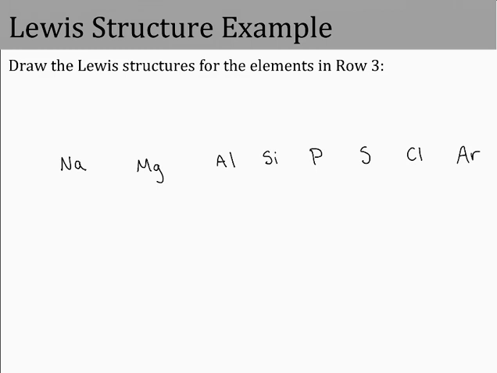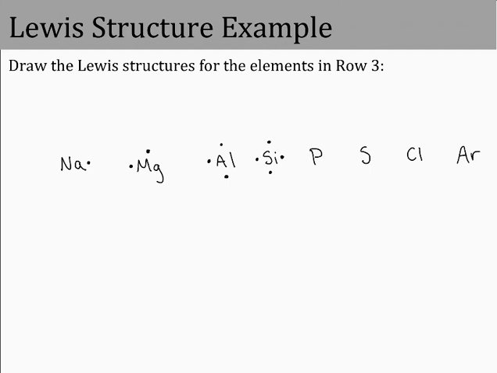Okay, so sodium is in group 1, so it has one valence electron, and I'll just draw it on a random side. And then magnesium is in group 2A, so it has two valence electrons. I'm just going to draw those wherever I want. And then aluminum has three valence electrons like we saw earlier. Silicon is in group 4A, so it has four valence electrons. So we're going to draw one on each side.